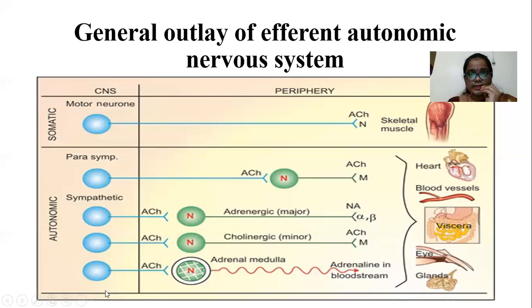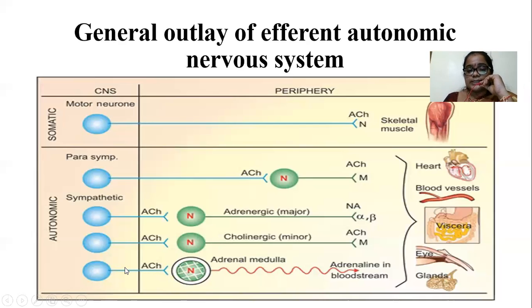Here the sympathetic preganglionic neurons release acetylcholine. That acetylcholine binds with nicotinic receptors, which are present in the adrenal medulla. Then adrenaline and noradrenaline are released directly into the bloodstream. There is no postganglionic neuron here, because the nicotinic receptors are directly located on the surface of the adrenal medulla.